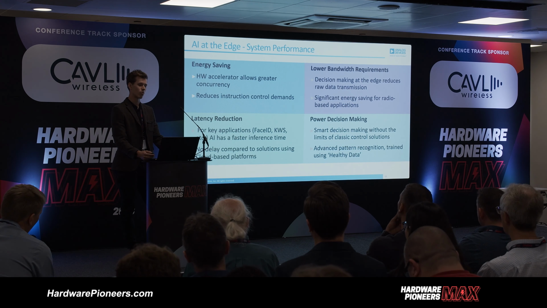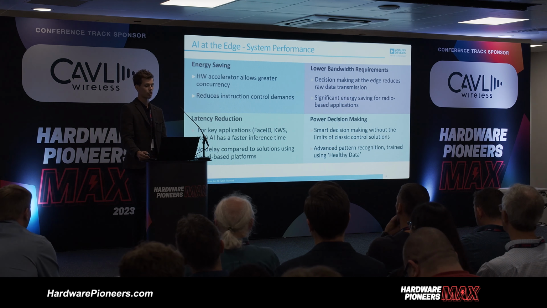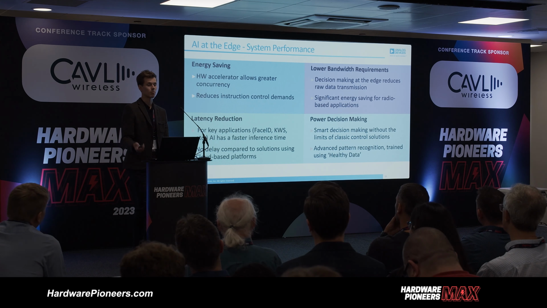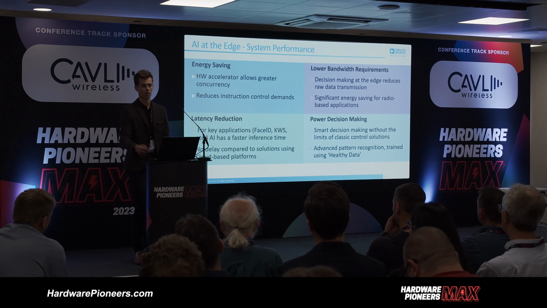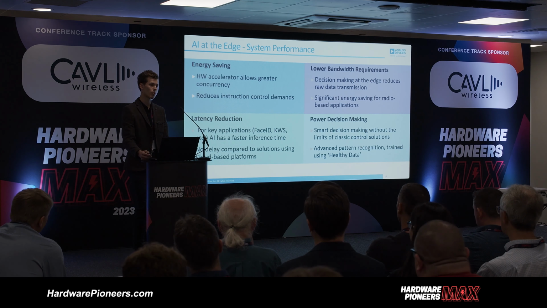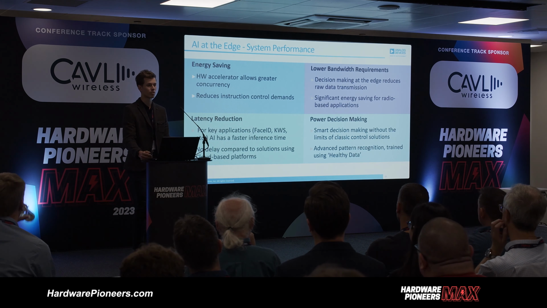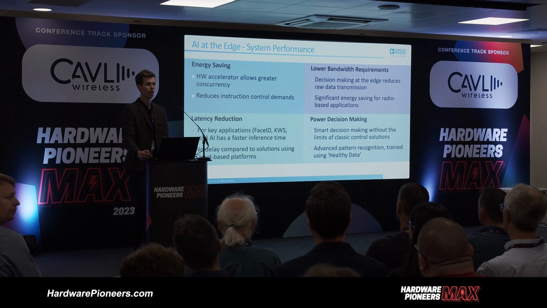So some of the system performance and the benefits that we see for AI at the edge, and specifically AI MCUs: energy saving. The hardware accelerator that's built into, as Ole has mentioned, the AI MCU allows for greater concurrency and running of operations at the same time, and because of that we also see a reduced instruction set for the MCU, allowing for efficient operation.